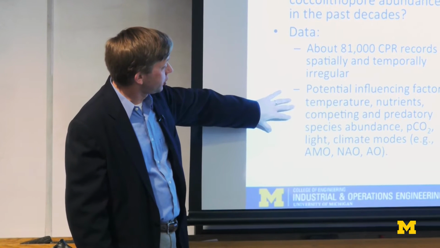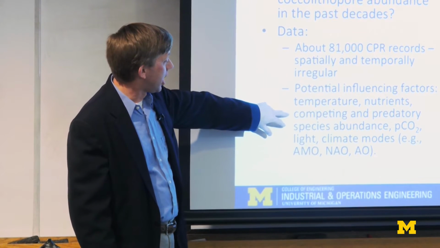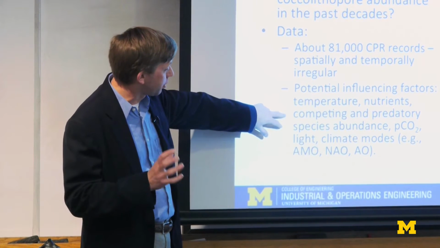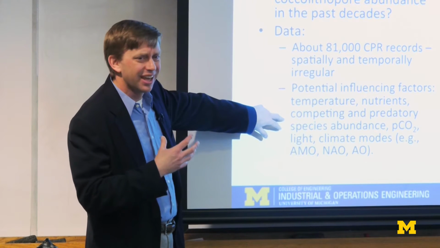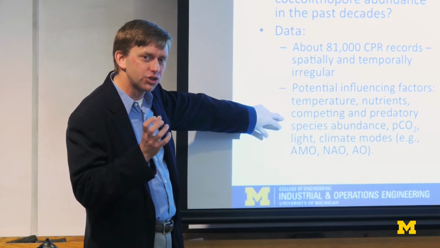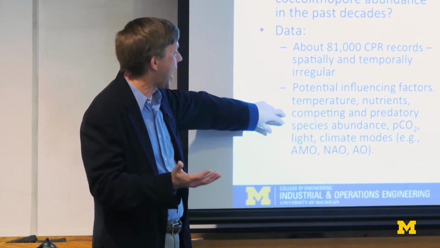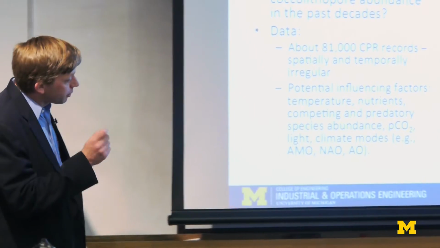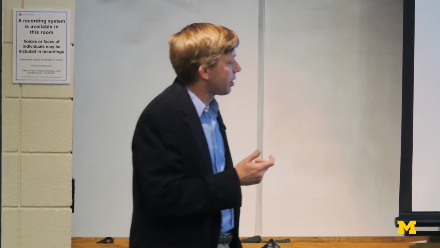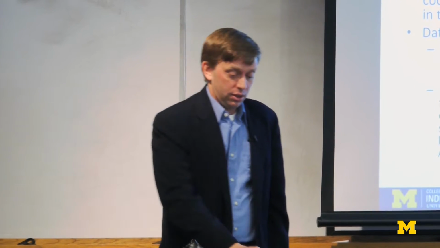And there are also lots of potential influencing factors. We've got temperature, nutrients, possibly competing and predatory species. It surprised me when we started talking with Anand and Sarah, people aren't 100% sure even what eats these things. I thought, okay, surely we at least know that. But we've also got CO2, light, and some climate modes may play a role, particularly AMO, and we also looked at NAO and AO and some other things like that.